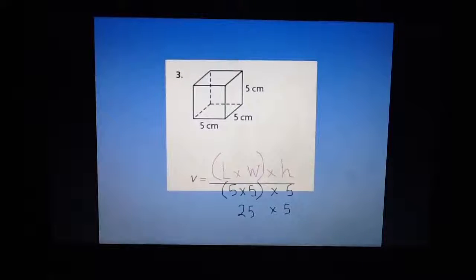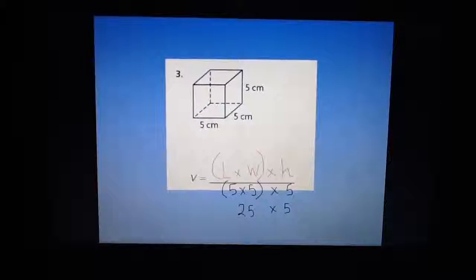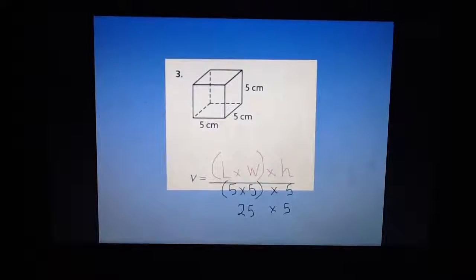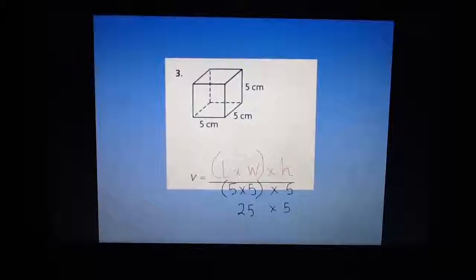Okay, for this one you should have plugged in 5 for your length, 5 for your width, and 5 for your height. And then, when you found your base, which is your length times width, you should have 25 cubic centimeters. Now you should multiply that by 5 centimeters because, as you can see, it's 5 centimeters high. It's like you have 5 layers of your little cubes.